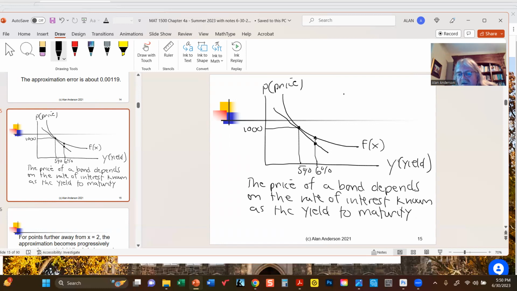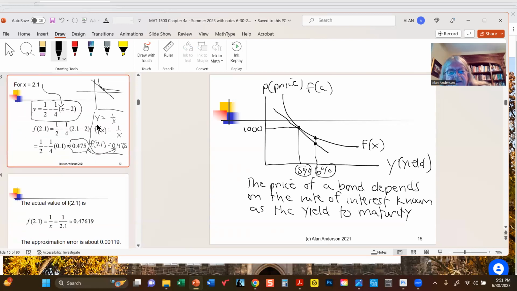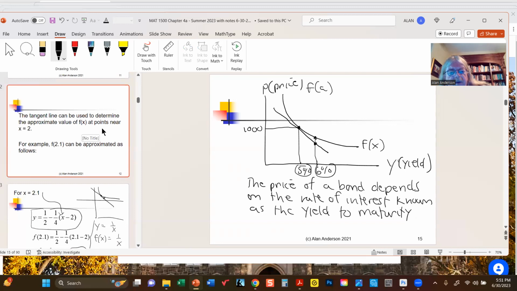Now here, what we've done is we've noted that the current price of this bond is 1,000 and its yield is 5%. What if I wanted to come up with an approximate value for what would happen to this bond's price if the yield rises to 6%? Well, that's what this is for. This is going to give me the equation of this tangent line at that point.